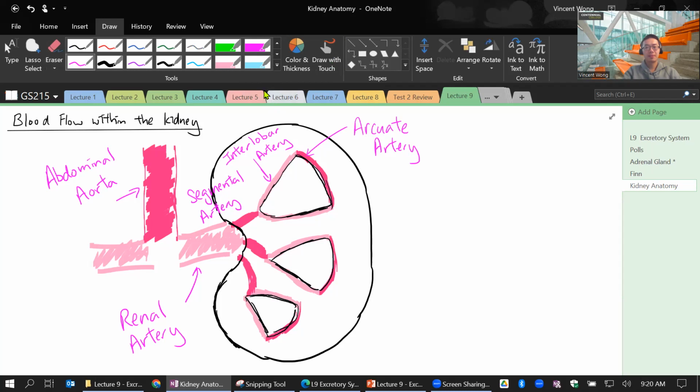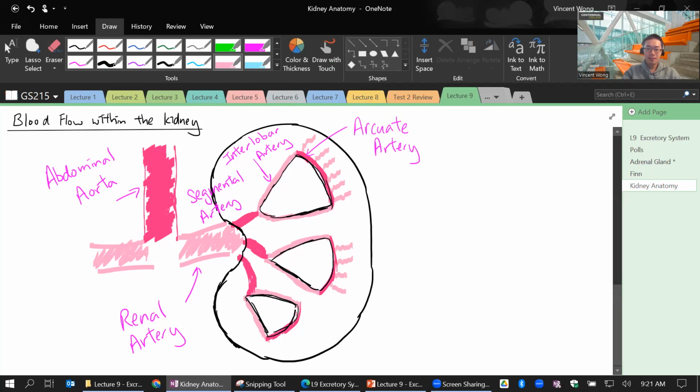All right. And then from the arcuate artery, there are these little ones that come out, like little hairs coming out. Those little things are in the cortex of the kidney, so they're cortical, and they're radiating out.